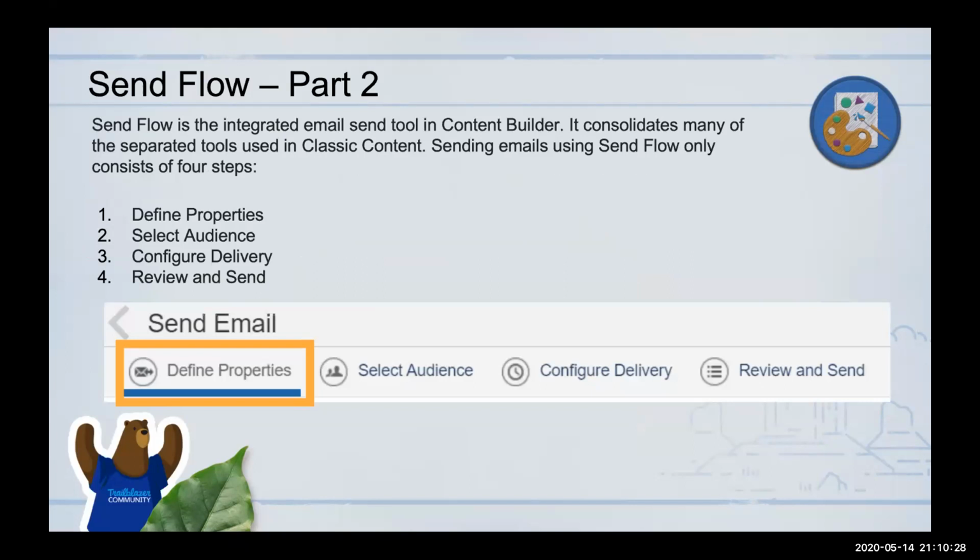So the send flow is integrated here. You have to make sure that you go through the define properties, select audience, configure the delivery, and then you review and send. So on the define properties, here we go.